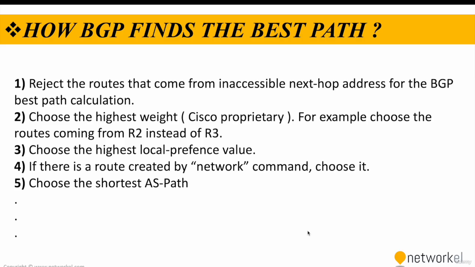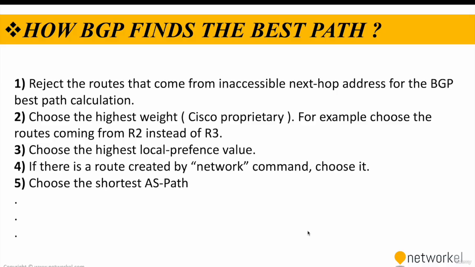So you may say there are 5 different statements, but I would say even after 5 we still have more statements. But usually these first 5 things will be a tiebreaker and help BGP to find the best path. So first of all, BGP rejects the routes coming from inaccessible next hop address for the best path calculation. That is the first thing.